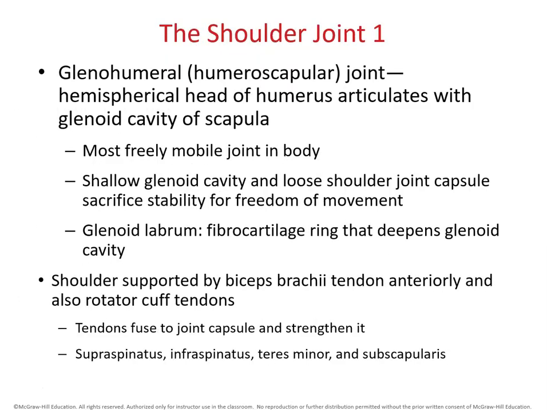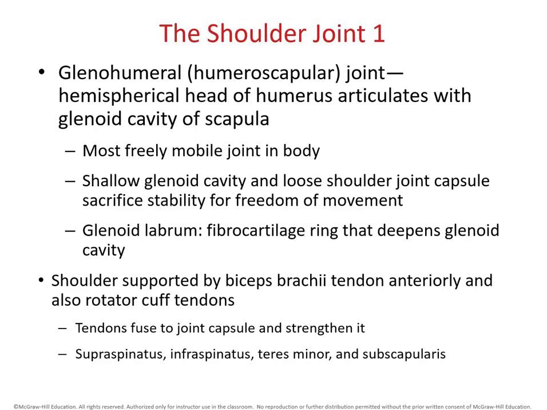Okay, so now we're going to move on to the shoulder joint. The shoulder joint is called the glenohumeral joint or the humeroscapular joint. We have a hemispherical head of the humerus that's articulating with the glenoid cavity on the scapula bone. So this is a freely mobile joint. Lots and lots of range of motion here.